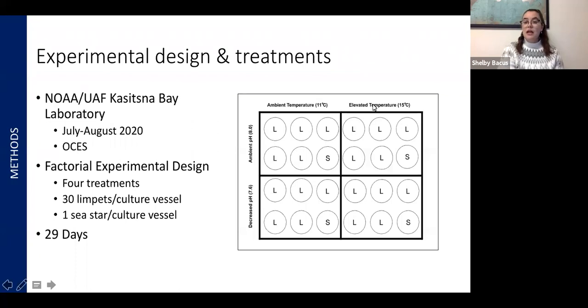Our ambient temperature and elevated temperature for this experiment were 11 degrees Celsius and 15 degrees Celsius, and our ambient pH and decreased pH were 8.0 and 7.6. Now, ambient temperature and ambient pH for this experiment were calculated directly from incoming seawater at the lab, and elevated temperature and decreased pH were calculated based on the IPCC's projections for the year 2100, based on the business as usual category. This experiment was 29 days long, and temperature and pH were all maintained via the flow-through ocean change experimental system, or OCES for short.